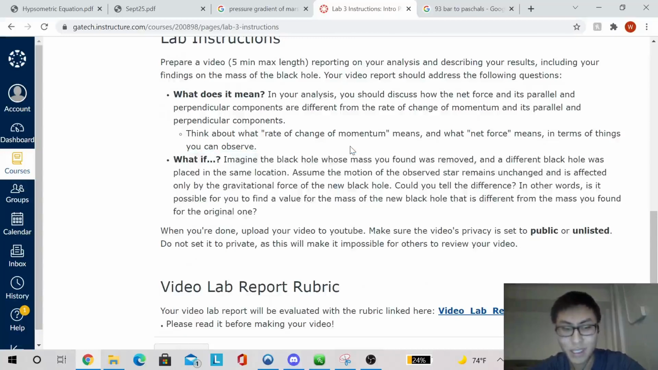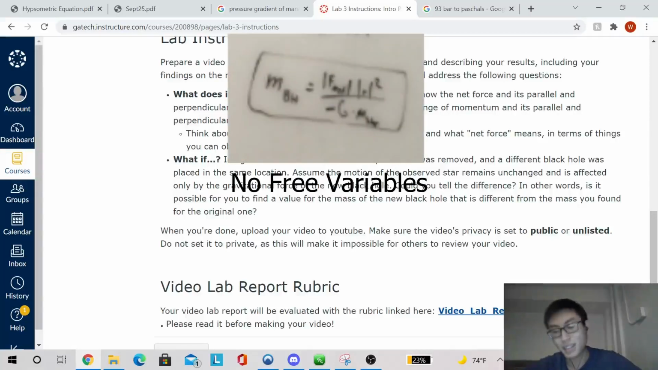Now what if you have a black hole, you replace it with a different black hole, everything else stays the same, the elliptical motion stays the same, the mass of the star stays the same, etc. Could you tell me what the new mass of the black hole is? And the answer is no, we couldn't. If we go back to the equations earlier where we rearranged that gravitational equation to find the mass of the black hole, we're going to be stuck because all of our variables were fixed. And since we have no free variables left inside of that equation, we'd have to do another kind of concept that may or may not be outside the scope of this class.